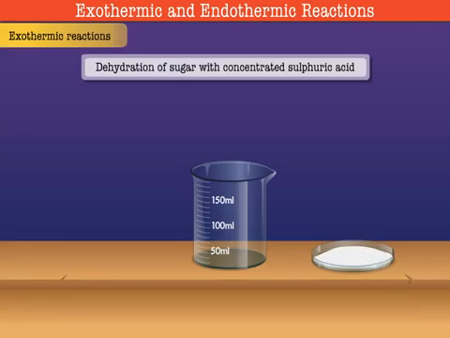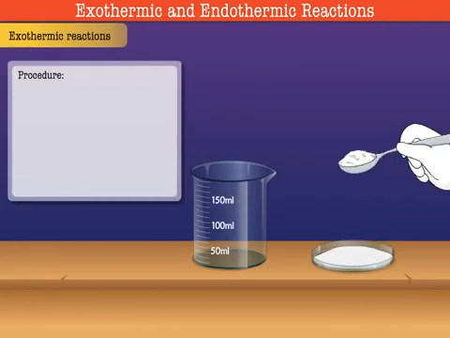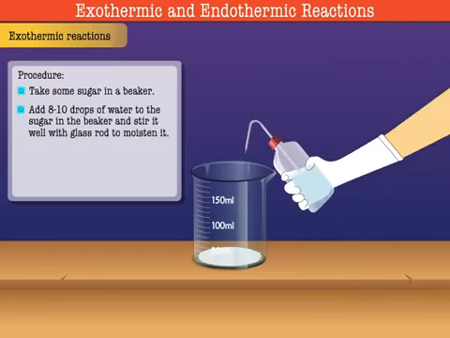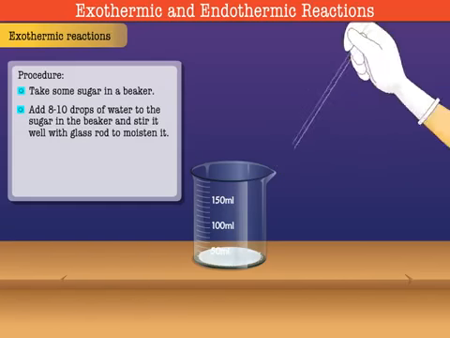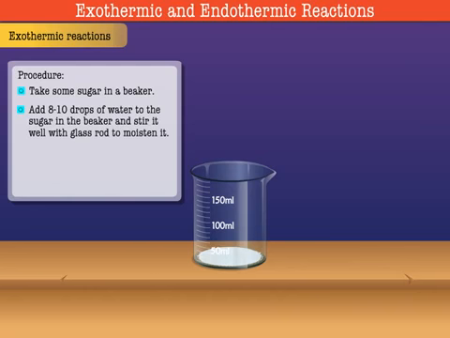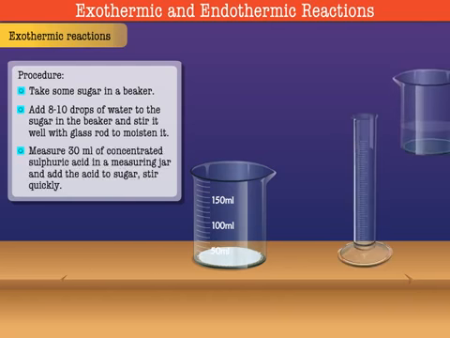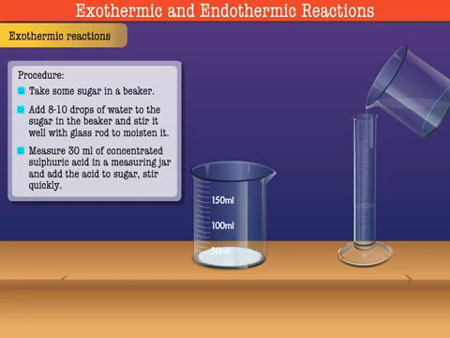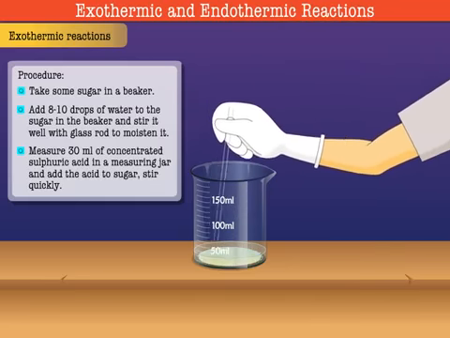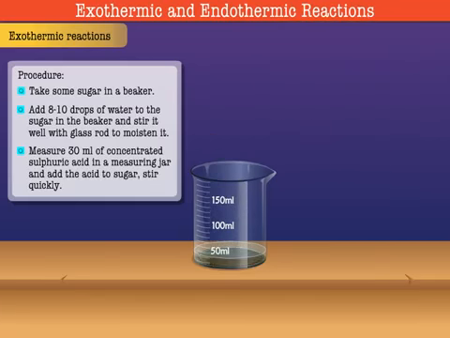The dehydration of sugar with concentrated sulfuric acid. Let's take some sugar in a beaker. Add 8 to 10 drops of water to the sugar in the beaker and stir it well with a glass rod to moisten it. Now measure 30 ml of concentrated sulfuric acid in a measuring jar and add the acid to the sugar. Stir quickly. See that acid covers the sugar.